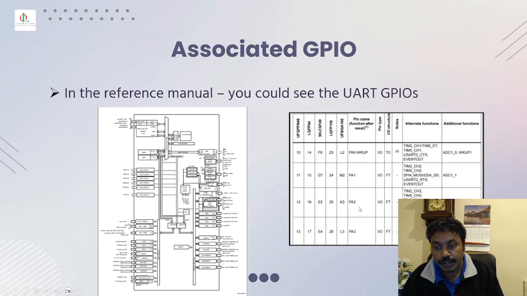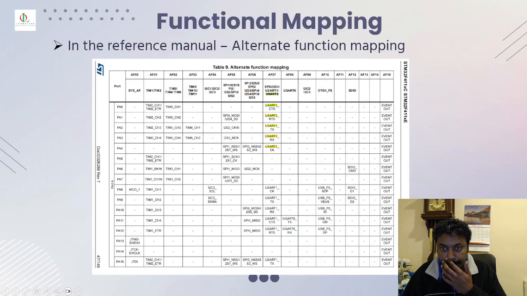As you already know, PA2, port A pin 2, stands for USART2 transmit, and port A pin 3 stands for USART receive pin. So you need to configure that. And this is what we're going to program today. And this is again in the reference manual, to set the alternate function for PA2 and PA3.